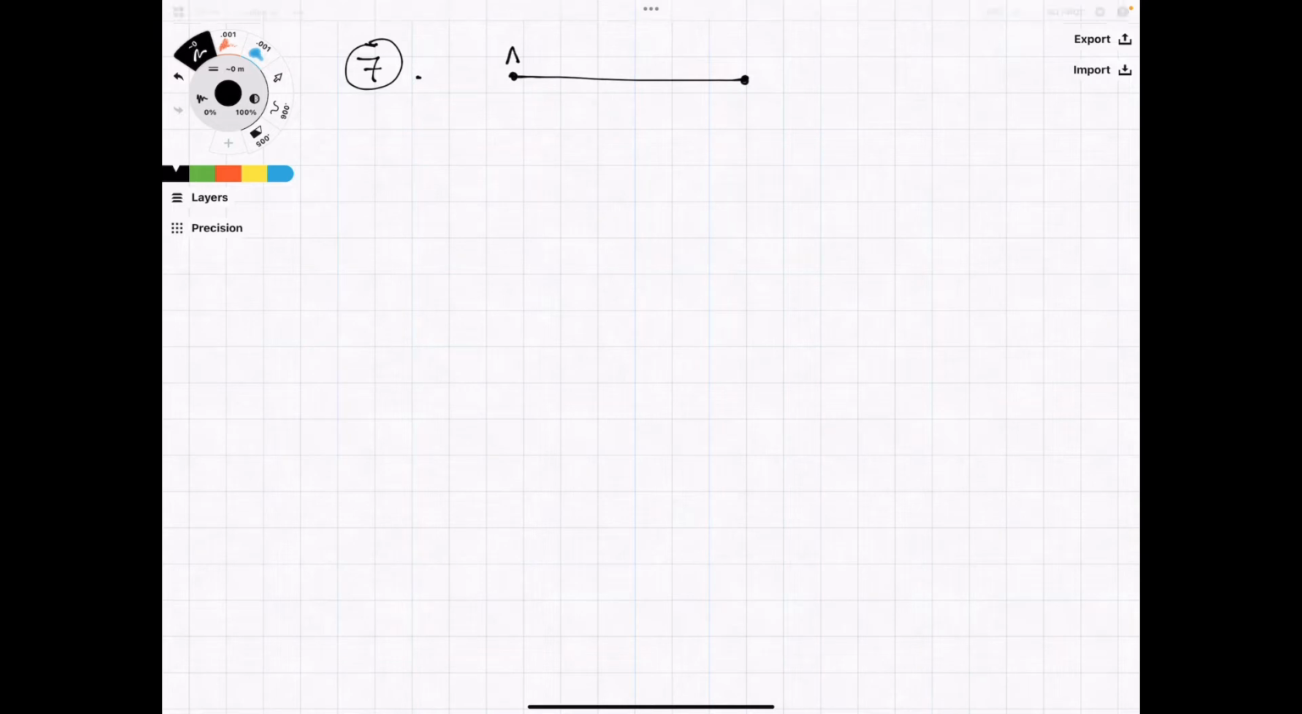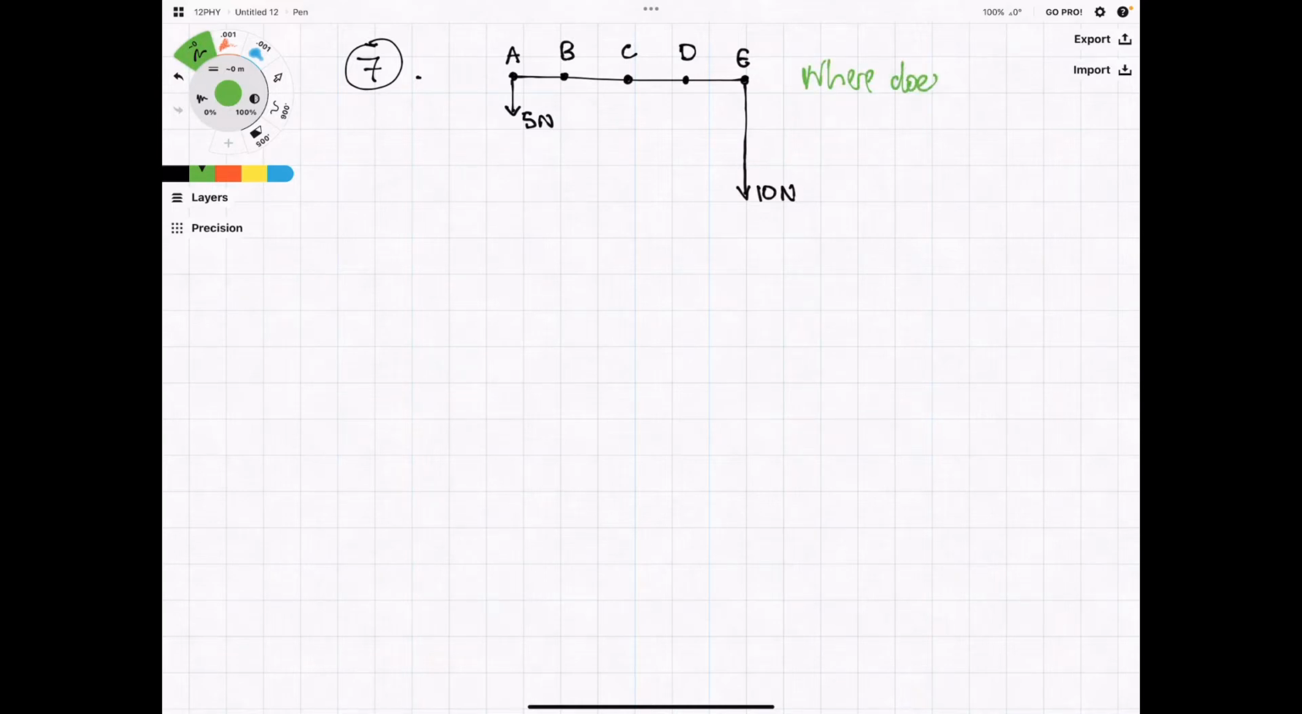We've got A through to E. In the middle, we've got C, B, and D. These are supposed to be equally spaced. At A, we have a 5 Newton weight, and on E, we have a 10 Newton weight. And the question is, where does the pivot go to keep it balanced?